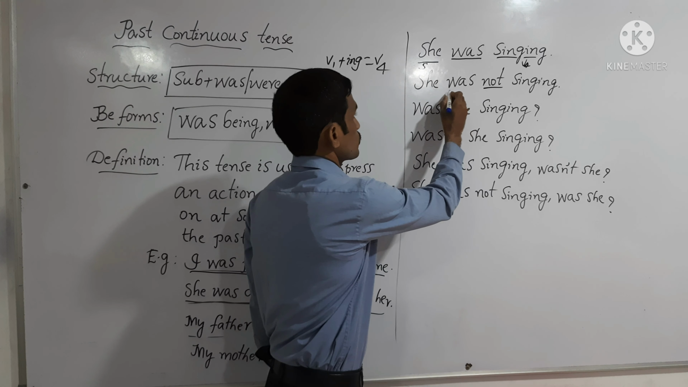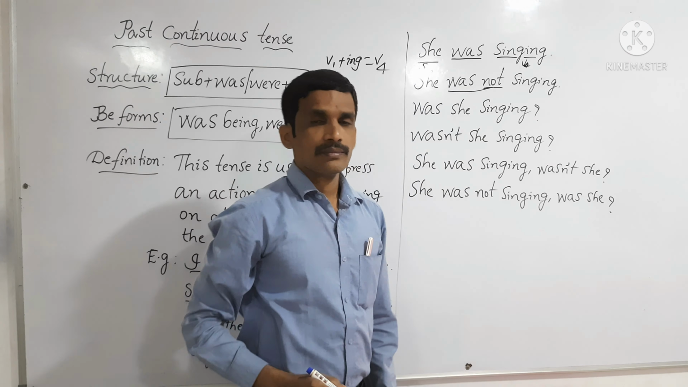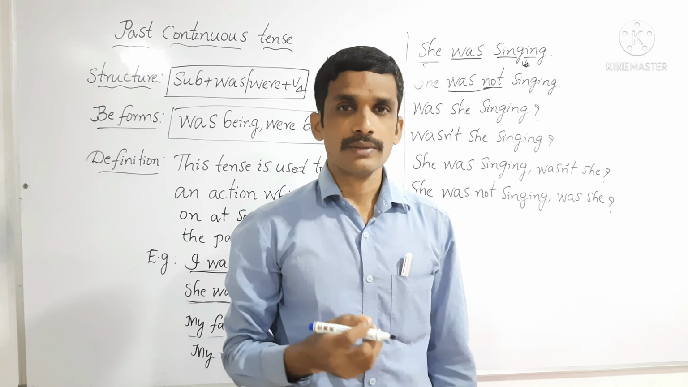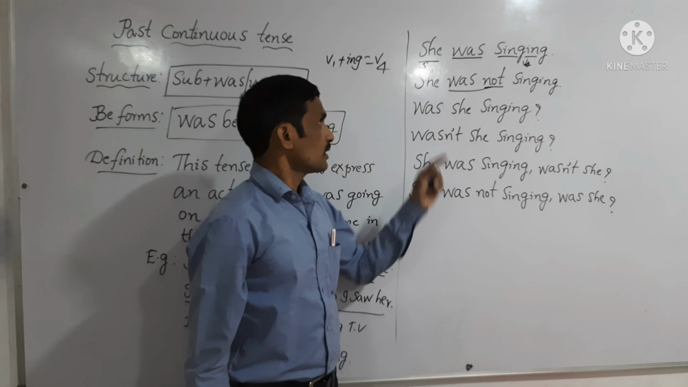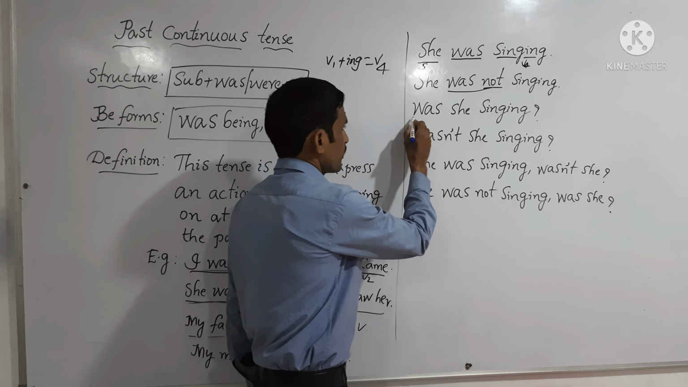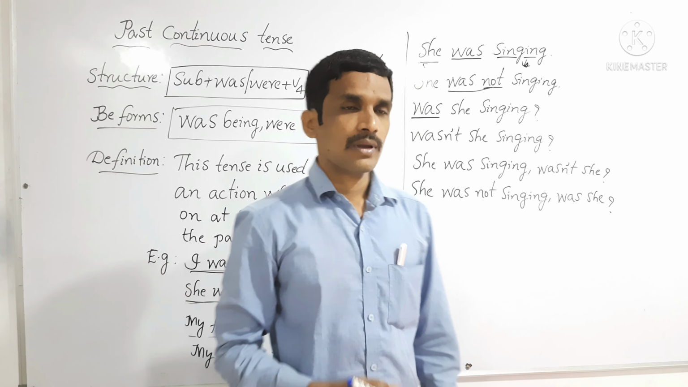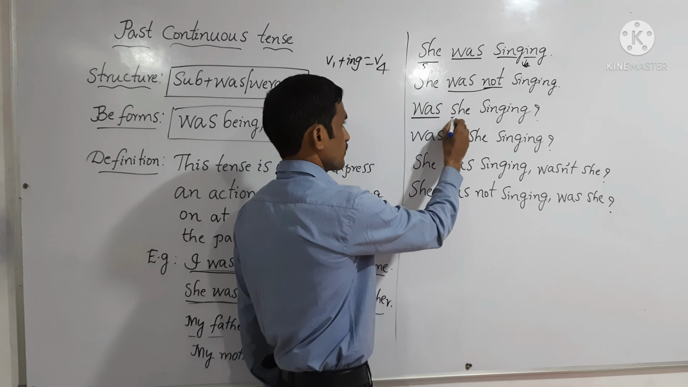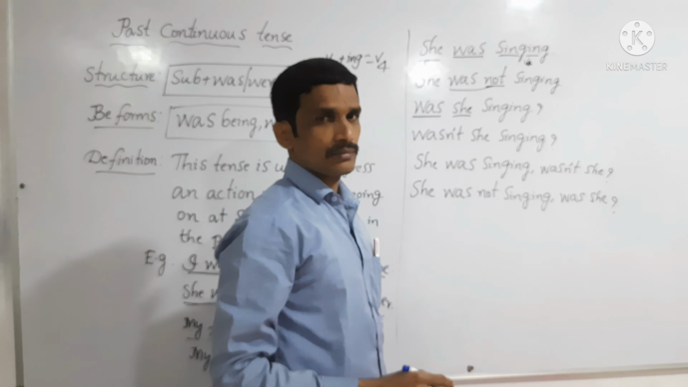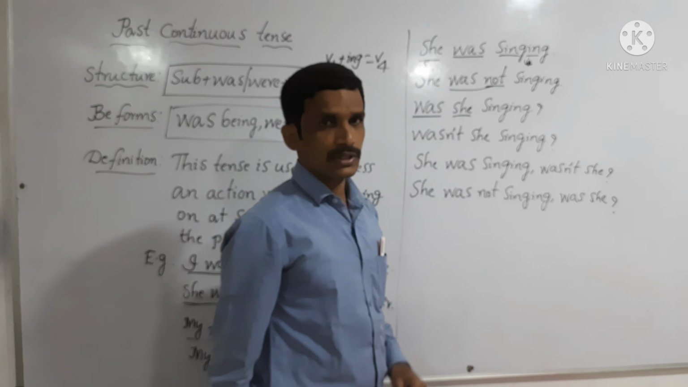She wasn't singing. Contraction form also we can write: was plus not is equal to wasn't. She wasn't singing. And in order to make a question, we have to begin that with the helping verb. What is the helping verb? Was. After that we have to write subject. After that V4. This is the structure for the question.